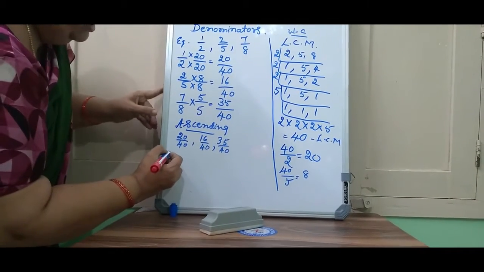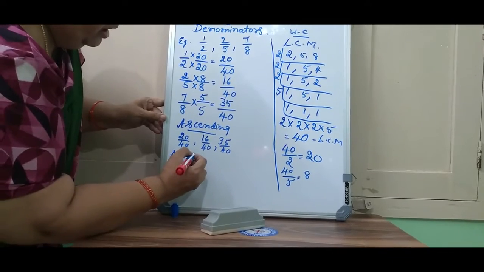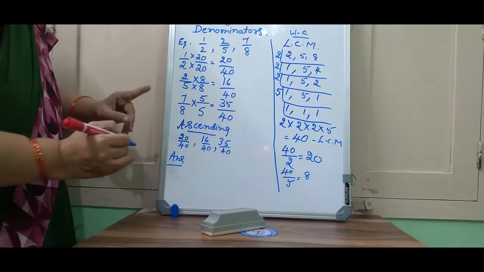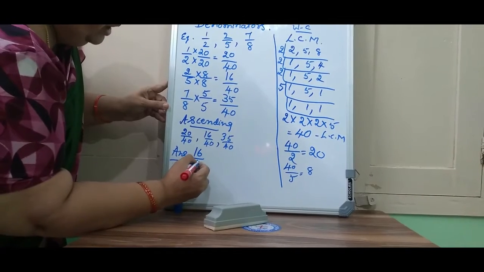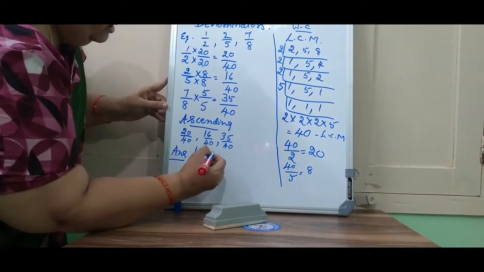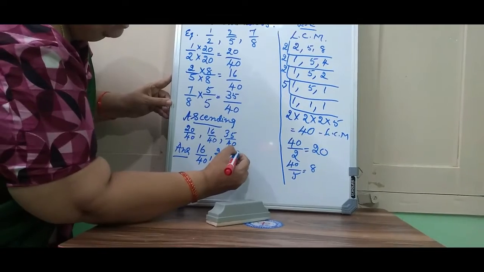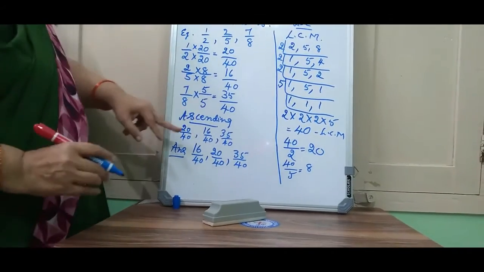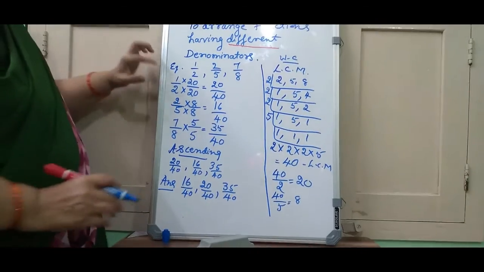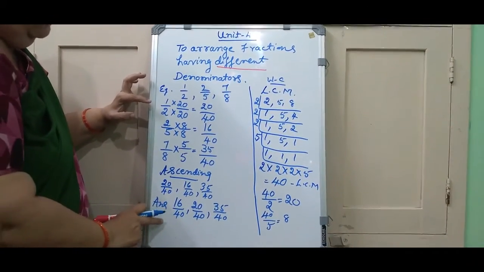Okay. Now when I arrange this, ascending means from the least, lower number to the greater number. So 16 by 40, let me write first. Again 20 by 40. Then 35 by 40. I have written this. We should write the equivalent original fractions as the final answer also.